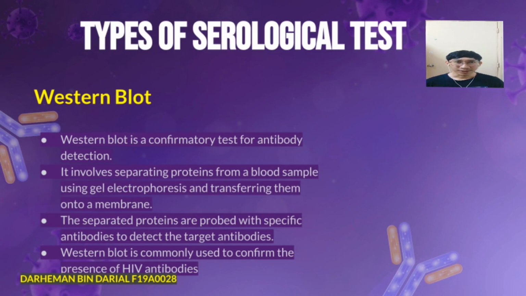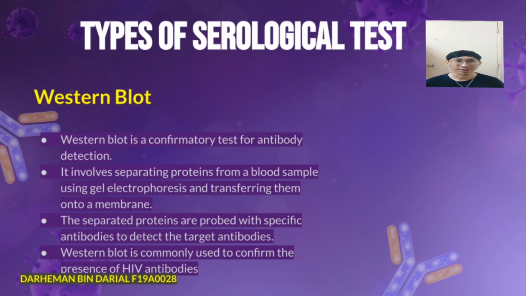Western blot. Western blot is a confirmatory test for antibody detection. It involves separating proteins from a blood sample using gel electrophoresis, transferring them onto a membrane, and probing the separated proteins with specific antibodies to detect target antibodies. Western blot is commonly used to confirm the presence of HIV antibodies.